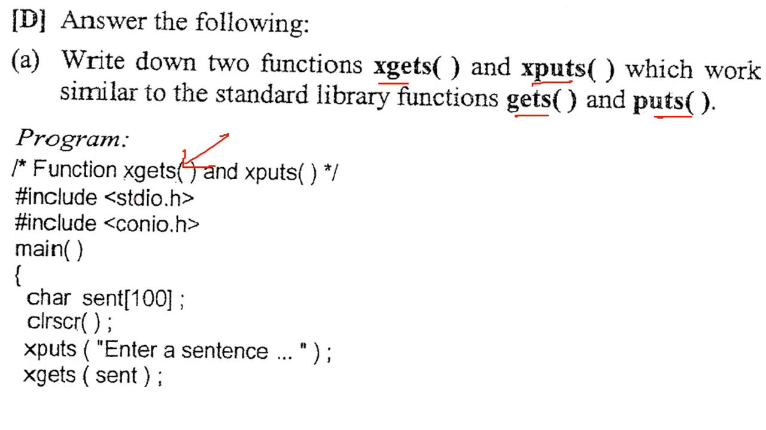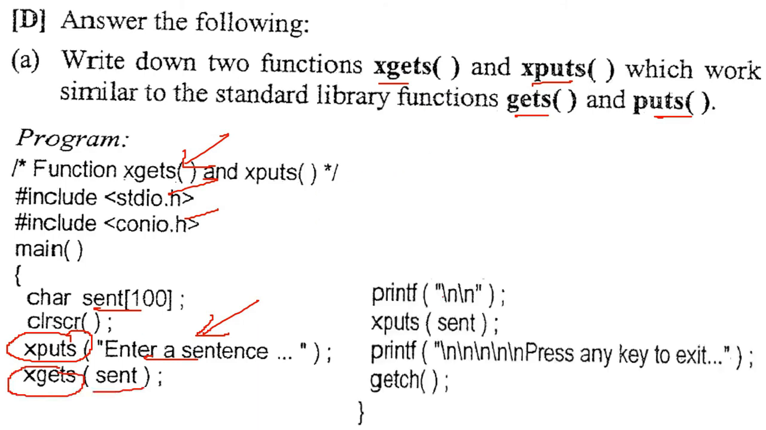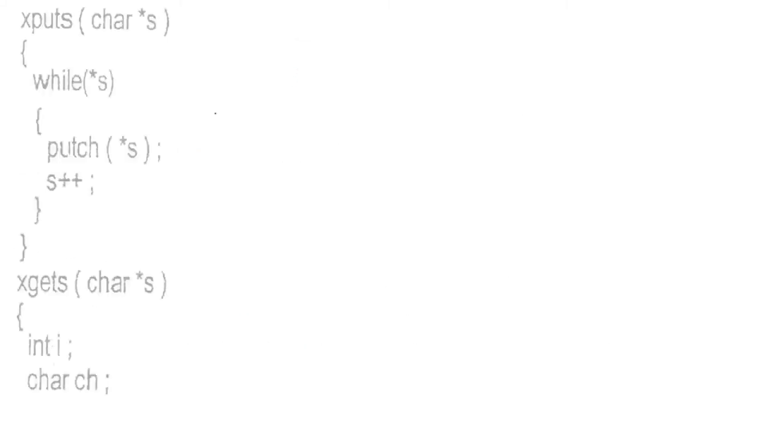We include stdio and conio, and we have a character array here, and we ask the user to enter a sentence using xputS. Then whatever he has entered, we take it in xgetS into sent, and then after putting some newline characters, we use xputS again. Now we pass this sent inside, so whatever the user has entered will be printed. And then we finally come out with getch.